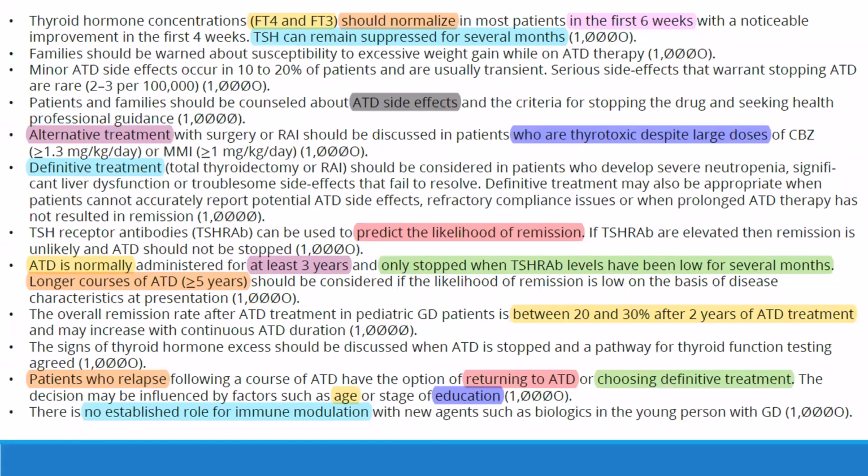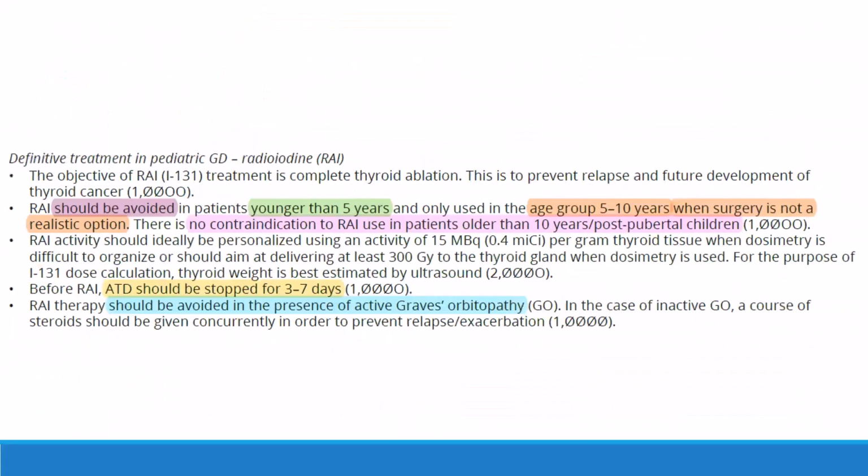The remission rate after antithyroid drug treatment for pediatric patients is between 20 to 30% after 3 years, and lower after a year of antithyroid drug. Patients who relapse following the course of antithyroid drug have the option of returning to antithyroid drug for a longer duration, though in most cases remission will not occur, or choosing a definitive treatment. The factors that influence this choice include age and the stage of education. There is no established role for immune modulation drugs in the management of Graves' disease in the pediatric age group.